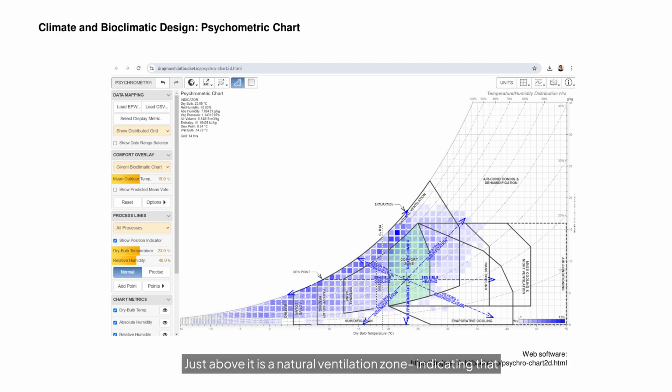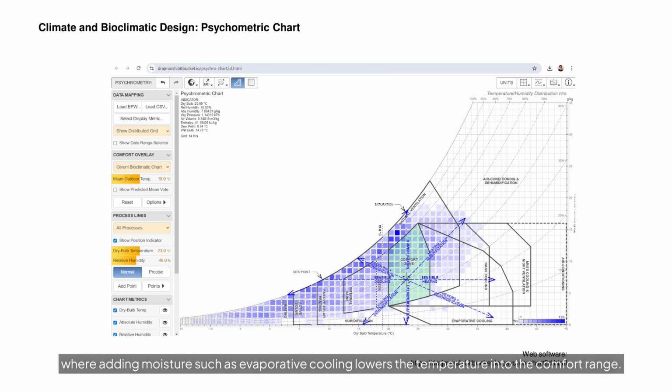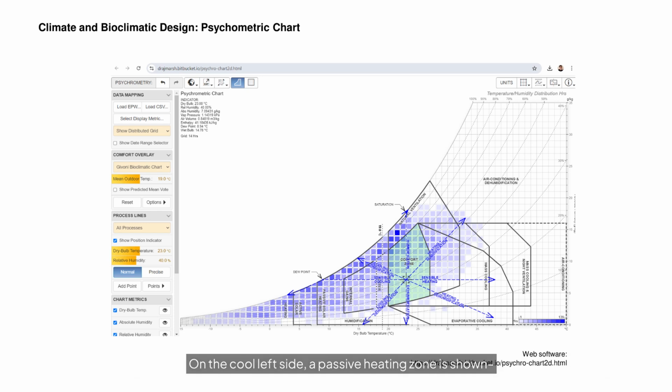Just above it is a natural ventilation zone, indicating that if it's a bit warmer, increased air movement such as breezes or fans can restore comfort. Further right toward hotter, drier conditions lies the evaporative cooling zone, where adding moisture lowers the temperature into the comfort range. On the cool left side, a passive heating zone is shown, meaning conditions below 20 degrees Celsius require adding heat, for example, passive solar gains, to reach comfort.